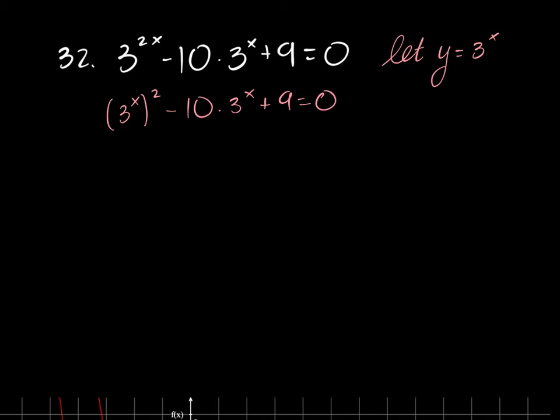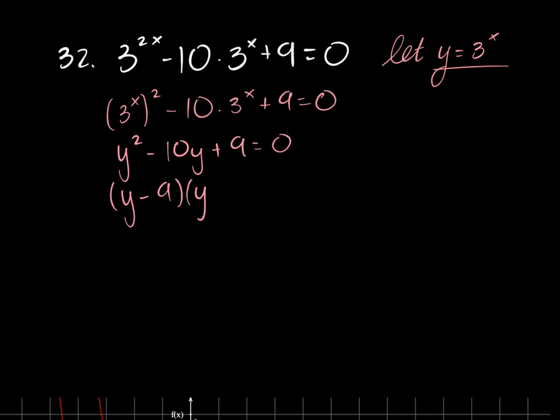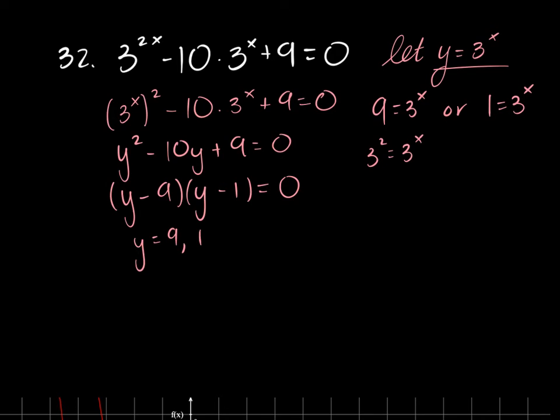So now that I've got my variables set up a little more clearly, we're going to sub in our dummy variable, which is y, for every time we see 3 to the x. So this is going to become y squared minus 10y plus 9 equals 0. I'm going to factor this into y minus 9, y minus 1. I get y equals 9 or 1. That's not our answer though, right? Instead, we have to take those two answers and plug them back in. So 9 is equal to 3 to the x, or 1 is equal to 3 to the x. In order to solve exponential equations, first step is to get the same base. So I get 3 squared is equal to 3 to the x, so x is equal to 2.